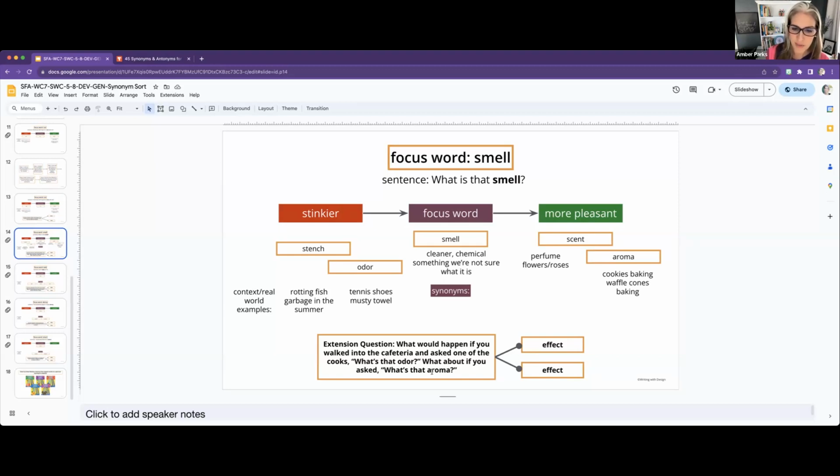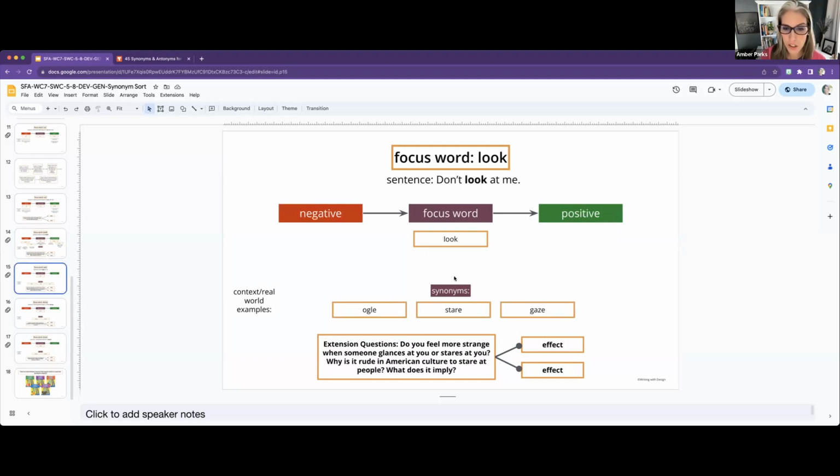What about if you asked, what's that aroma, right? So what's going to change with the reaction of the cooks if you said, what's that odor? No, I don't think they're going to be very pleased with you, and they may not let you have any of the food, right? But if you say, what's that aroma? You might get seconds, right? So understanding the synonyms helps us answer these questions and talk through what the possibilities are.